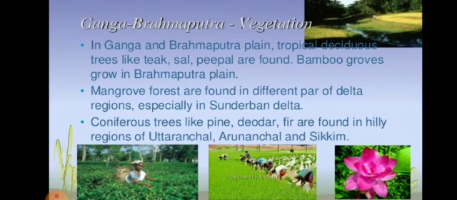Mangrove forests are also found in different parts of these deltic regions, especially the Sundarban. Do you know how this delta got its name? In the Sundarban, there is a tree named Sundari, and there are a lot of Sundari trees in this deltic region. So that's why this delta got its name Sundarban. Ban is a Hindi word which means jungle, forest. So this is the forest of Sundari trees, that's why this is known as Sundarban Delta.